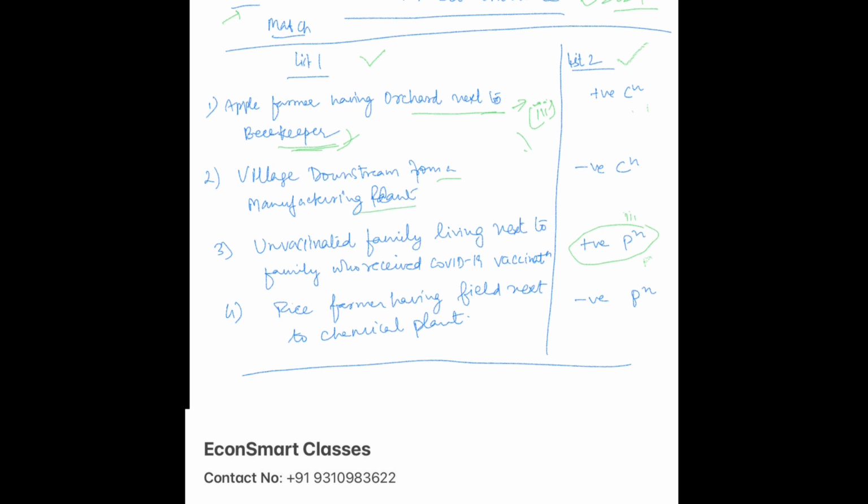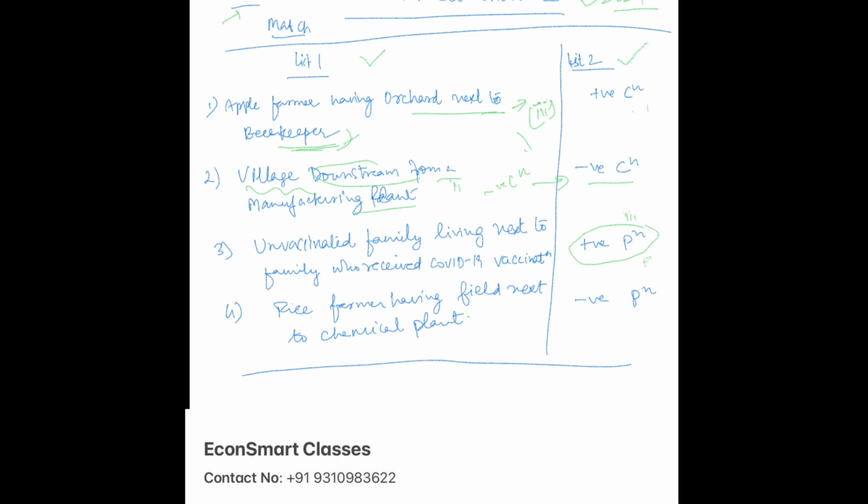Now next is village downstream from a manufacturing plant. Now as we can see here, a village which is downstream, okay, from a manufacturing plant, it's going to negatively benefit from having a manufacturing plant in the upstream. So eventually the villagers are going to negatively benefit in terms of its consumption, right? So it's an example of consumption and they're going to negatively be affected from having a manufacturing plant upstream, and therefore it becomes an example of negative consumption. So here this is how they are related. So for the second we can say it's a part of negative consumption.